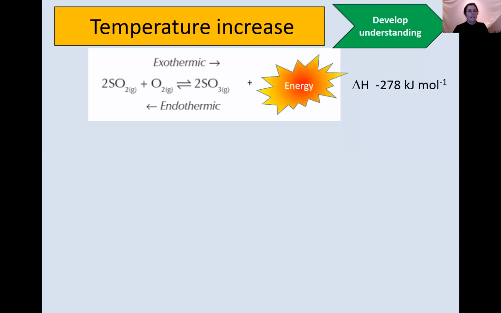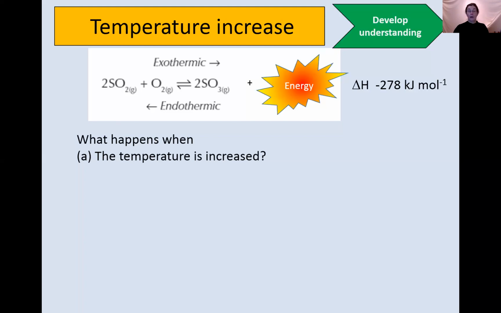So to make it a little bit easier, I always think of an exothermic process, whichever direction it is, as having heat as one of the products, because that's what we're giving out: energy. So one of the products is energy. This is how I like to think of these exo and endothermic processes. So what happens then when the temperature is increased? We would like to use the information in this equilibrium to predict.